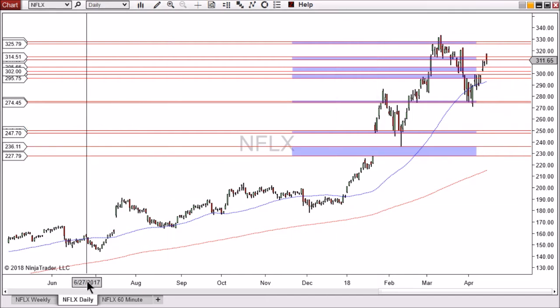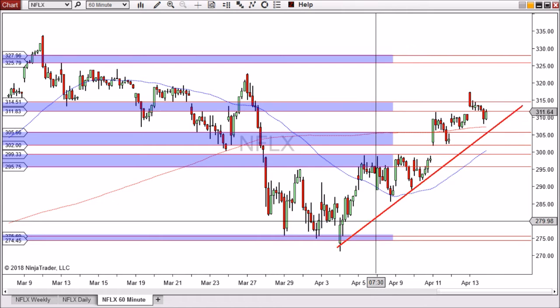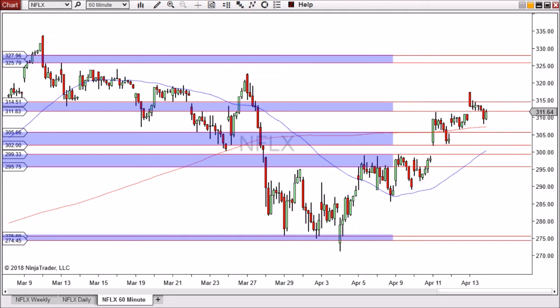Okay, and looking at the 60-minute chart, basically here, if it comes down, then all these zones below are in play. But if it comes up, then these guys are back in play. Okay, so that is Netflix.